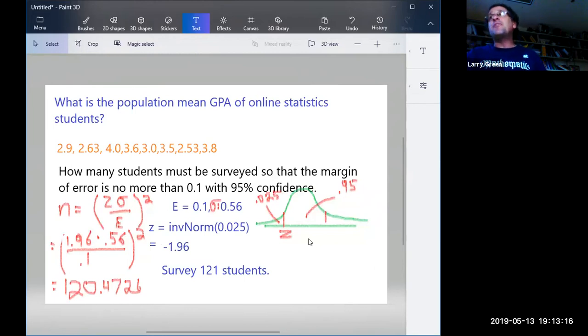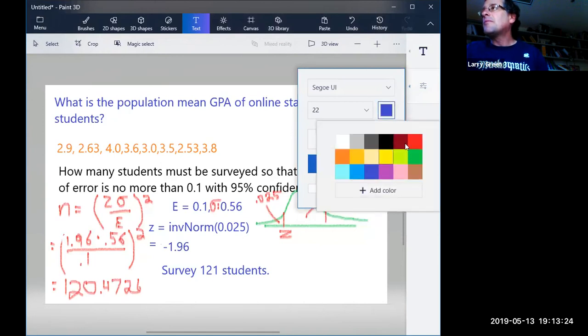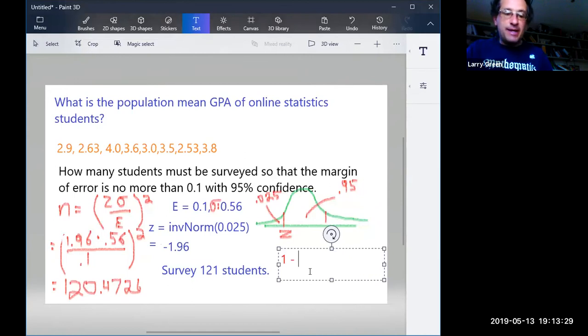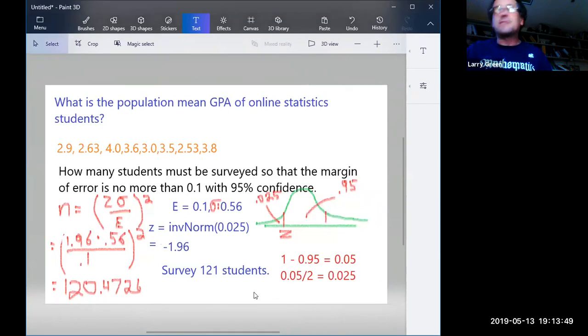So if there's 95% inside, let's write this out. You do 1 minus 0.95, and that's 0.05. And then you take 0.05. 0.05 is outside, but we only want the left, so we divide by 2. 0.025. So it's basic geometry, actually. Does that make sense, Bailey?